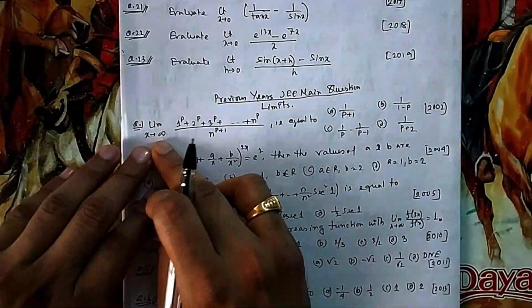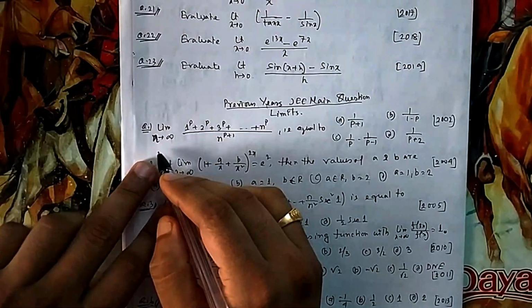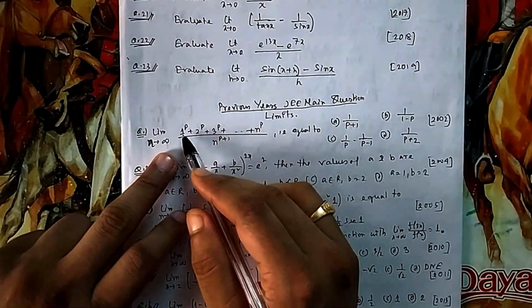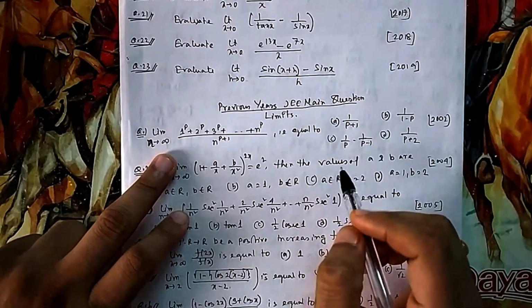Limit x tends to infinity. Sorry, not x, it is n tends to infinity. Please do this correction. Limit n tends to infinity, 1 to the power p, 2 to the power p, 3 to the power p, up to n to the power p. This one is equal to how much?